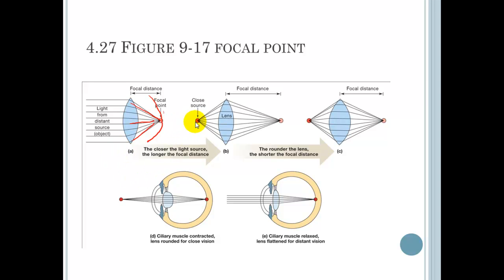A close source would increase the focal distance. With a medium source, again, the lens changes shape. So ciliary muscles contract the lens around for close vision and flatten it for distant vision. So it adjusts the shape of the lens depending on how far or how close the object is.